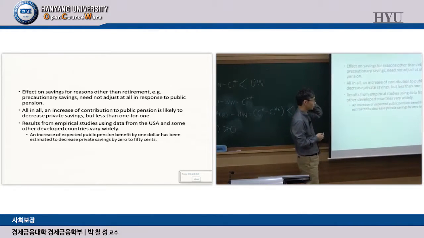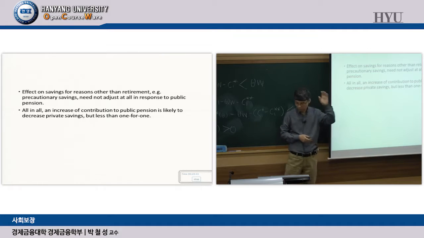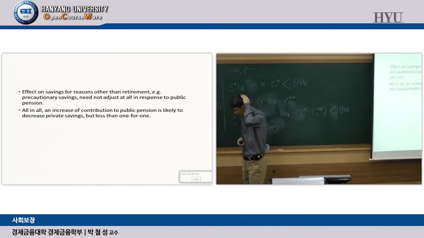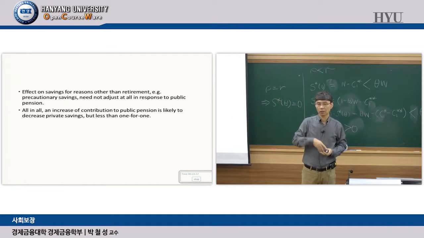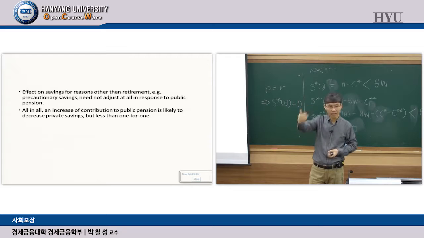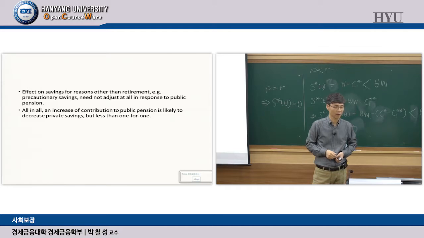Okay. So in a way, the conclusion is somewhere in the middle. The introduction of public savings will not decrease private saving one-to-one. But at the same time, it means the introduction of public pension will not increase the saving as much as the pension contribution. So how the savings change will be in the middle. You know what I mean?